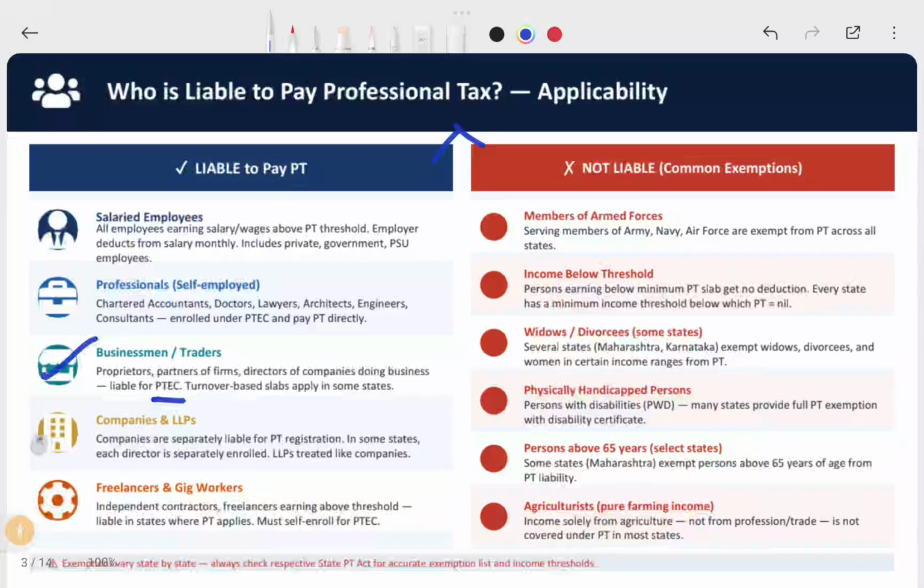Then companies and LLPs, this is the major important point. Generally we assume that PT will be applicable to salaried persons, business people or professionals, but it does not stop here. It is applicable to companies and LLPs also. Companies are separately liable for PT registration, and in some states each director is separately enrolled. LLPs are also treated as companies under many acts. So all these companies, LLPs and partnerships have to take PT registration under PT enrollment certificates.